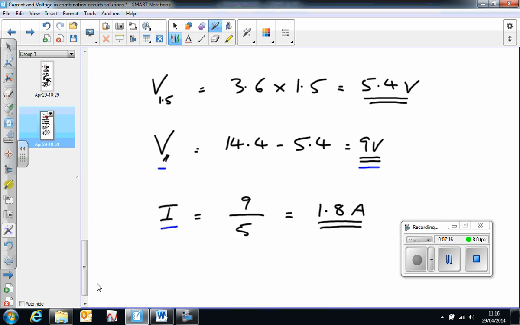And so now, what's the current flowing? Well, we've got 9 volts divided by 5 ohms through that little branch of the circuit, which is 1.8 amps. And that's the solution. Quite a long question, that one.